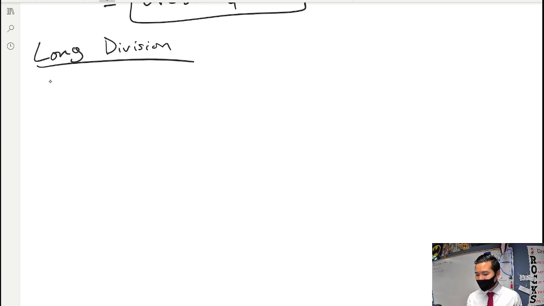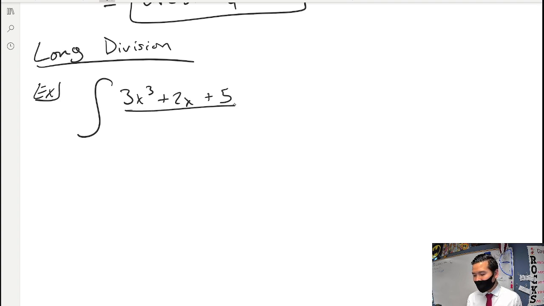So check this out. Sometimes you'll come across integrals that look like this: 3x cubed plus 2x plus 5 over x squared plus 4 dx. Using substitution for this one will screw you over. Sometimes u substitution might work, and you always should try it first, right?